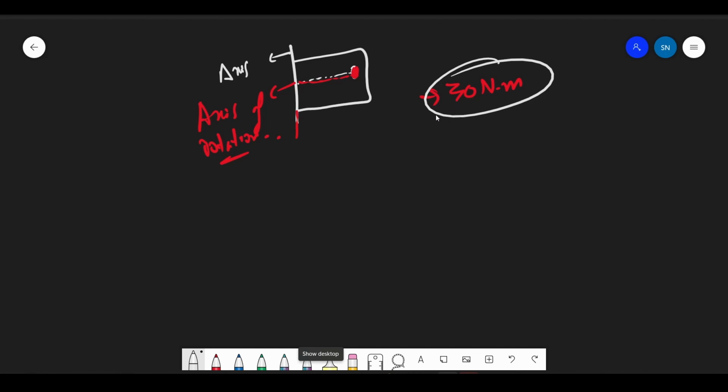Right? 30 Newton meter. How can I produce a moment of force of 30 Newton meter? How can I do that? Either I apply a force of 30 Newton and place the handle at 1 meter distance. I'll put the handle here and apply a 30 Newton force. That will produce a 30 Newton meter moment of force. Are you getting my point?